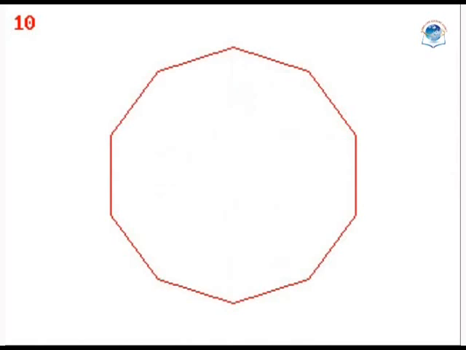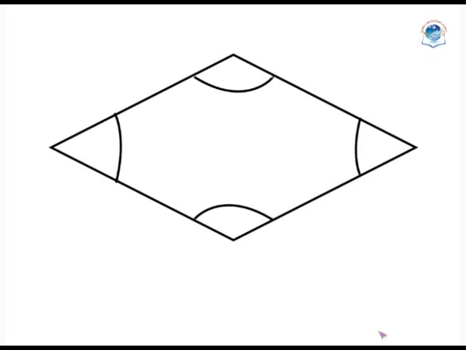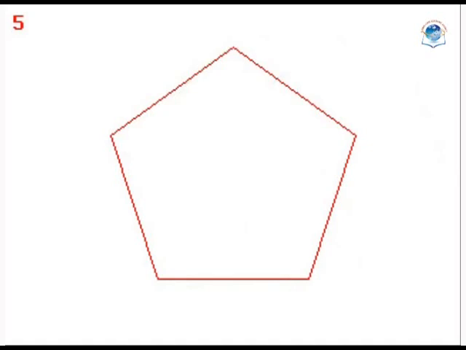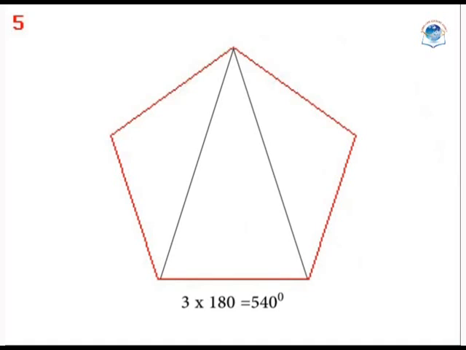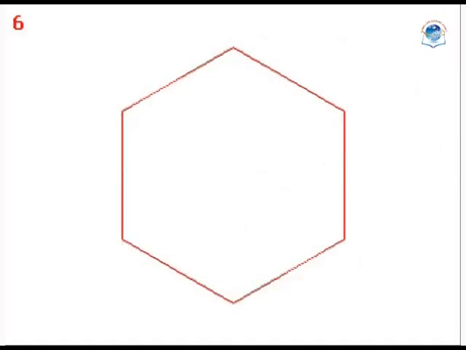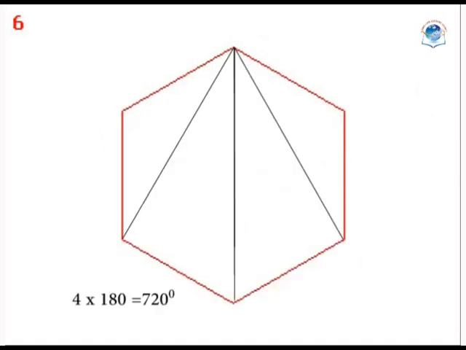To find the sum of the interior angles of a quadrilateral, we divided the figure into two triangles. Equally, for any polygon, we divide it into the possible number of triangles. So if we have a pentagon, it can possibly form three triangles. Each is 180 degrees. So the sum of the interior angles of a pentagon is 3 times 180, which is equal to 540 degrees. In a hexagon, we shall have 4 triangles, giving us 4 times 180, which is equal to 720 degrees.